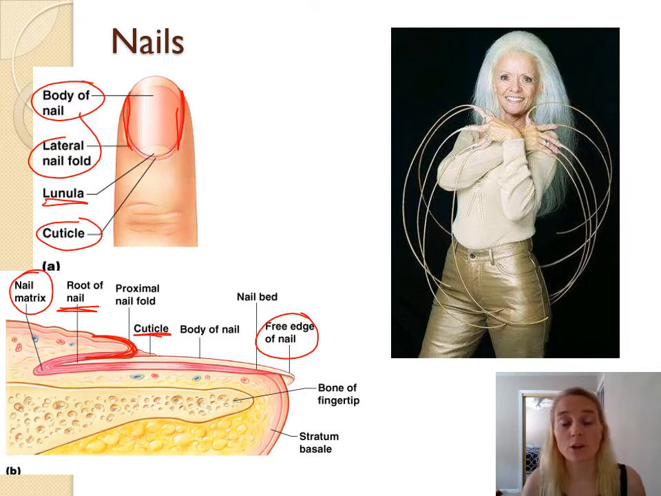We went over our two types of cutaneous glands, which are sebaceous glands for oil, and sudoriferous glands for sweat, both eccrine and apocrine. And then we went over hair, follicles and hair itself, and nails. So now we're going to wrap up this video with some of the problems with skin.